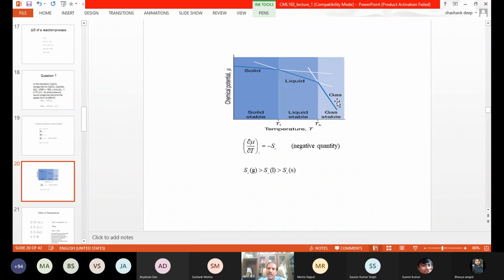For example, CO2 gas, and then CO2 liquid form. CO2 liquid form can be used for different purposes. CO2 in solid form is known as dry ice, and that can be used for different purposes. Okay.